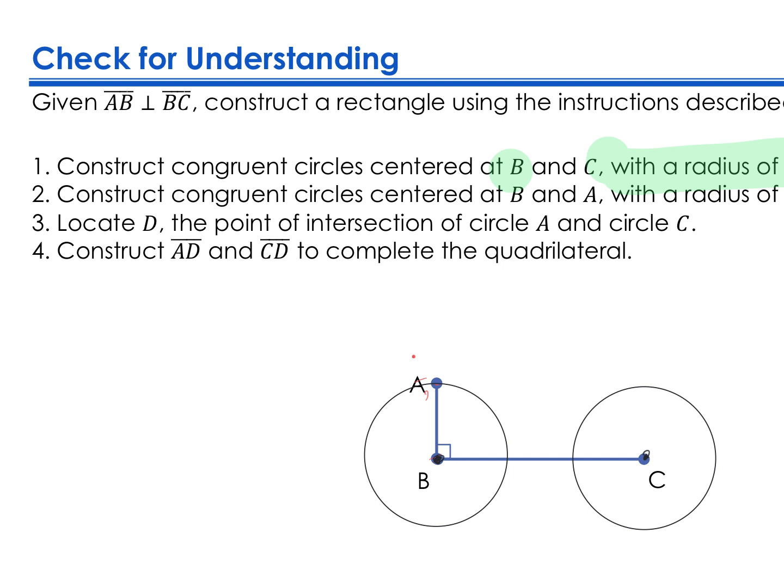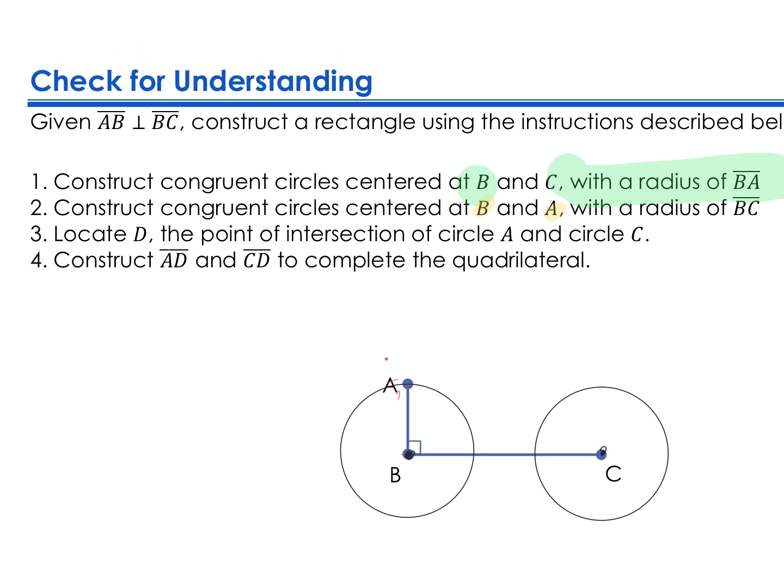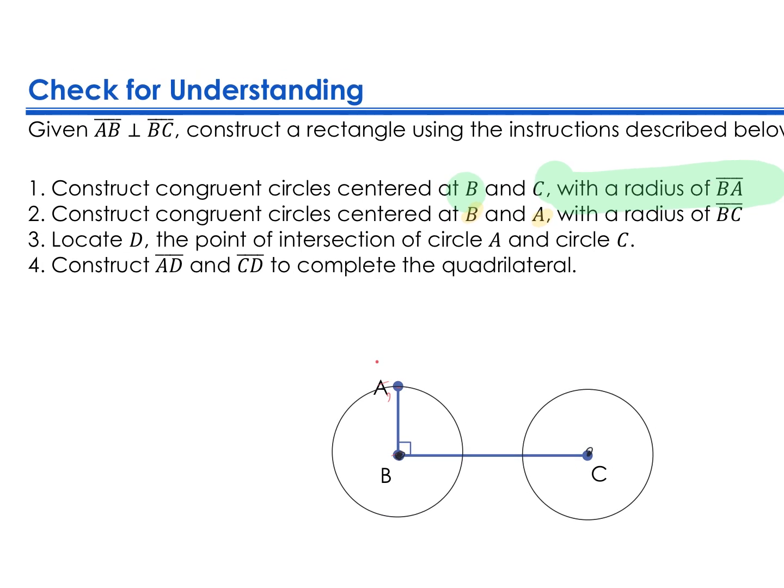Now we construct another circle that is centered at B and A with a radius of BC. So now we want a radius of BC. So let's get a bigger circle there. Now as we do this, we can see that we don't necessarily need the whole circle, because we're looking for a point over here and we're looking for where they meet, all right? Trying to make a rectangle, so we might ask ourselves, is that the point we're looking for right there?